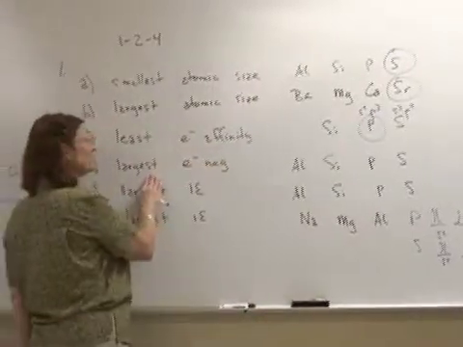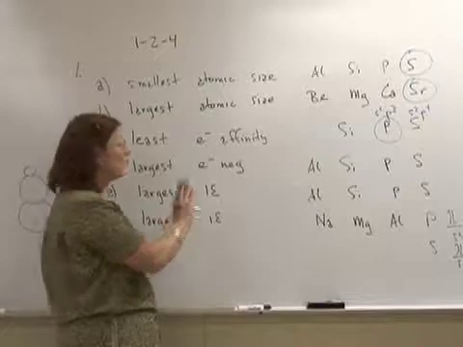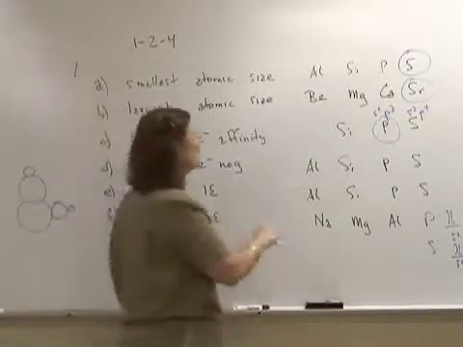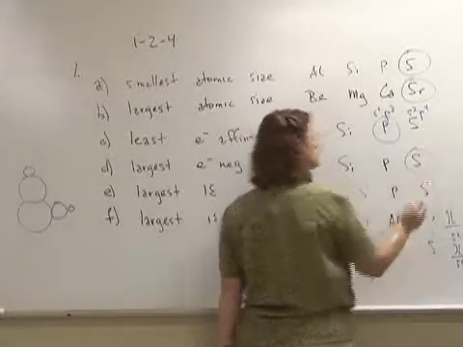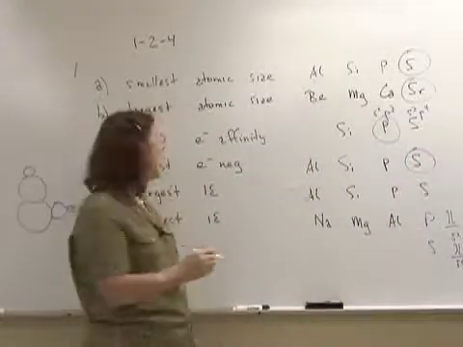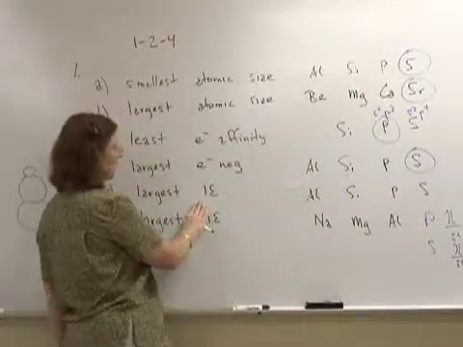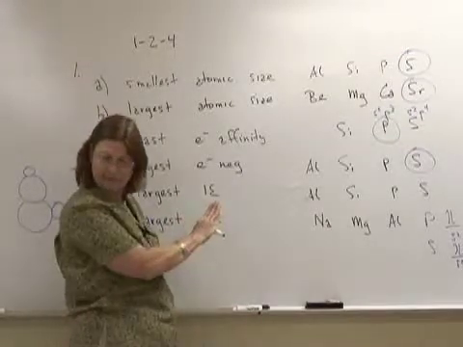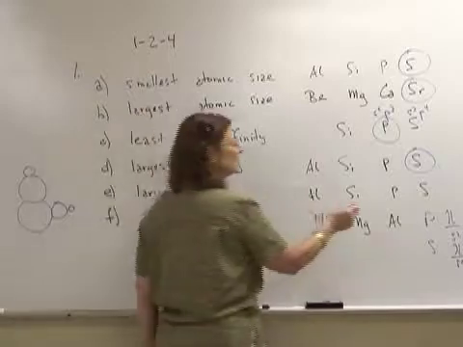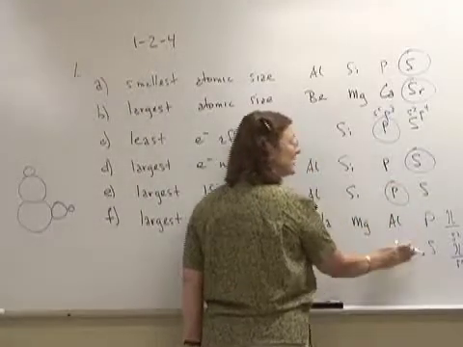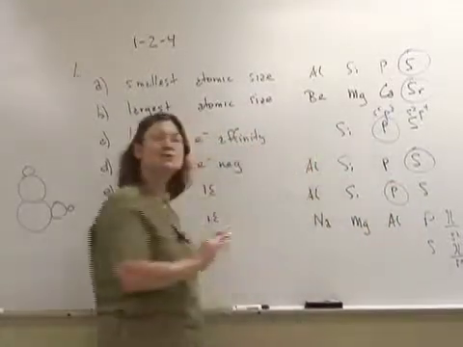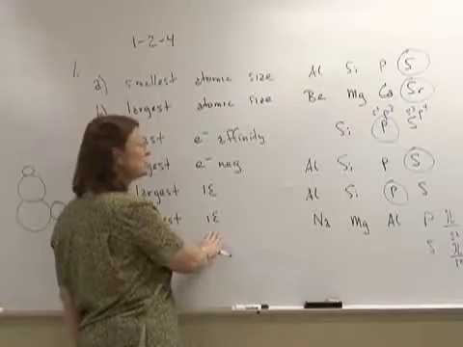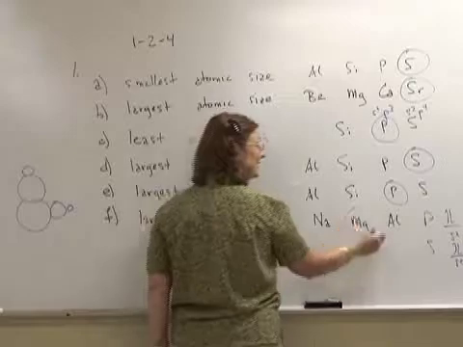The next one here is the largest electronegativity. Well, electronegativity is a man-made scale, and so there are no exceptions, and therefore the answer to this would be the sulfur. And then we have ionization energy. The largest amount of ionization energy here would be the phosphorus for the same reason that was given above in the electron affinity. Then the largest ionization energy here would be the magnesium.